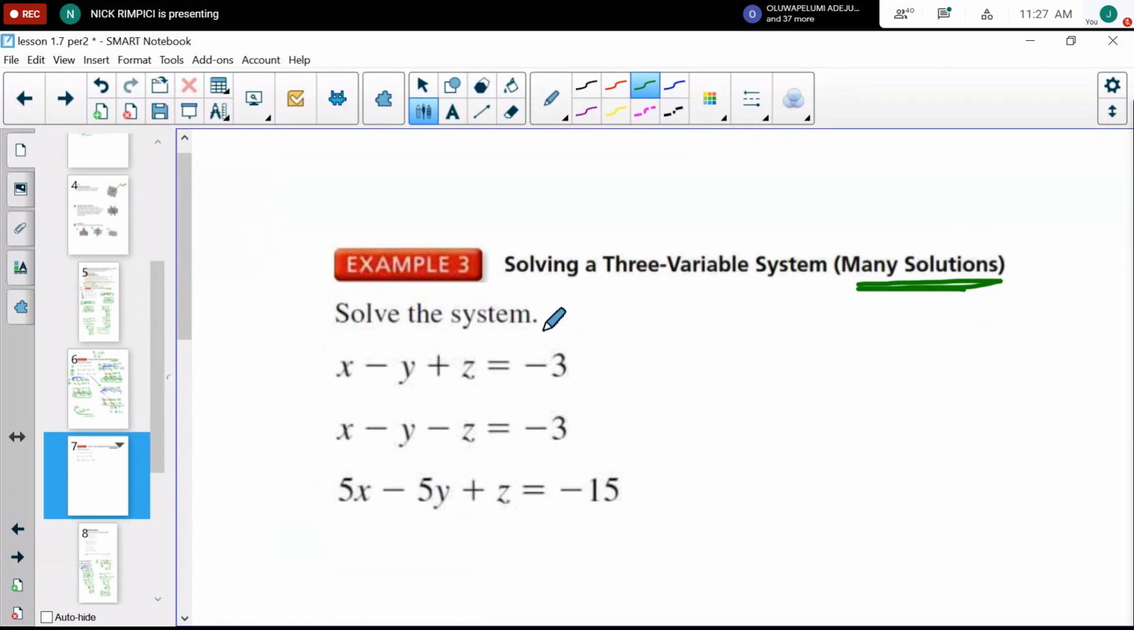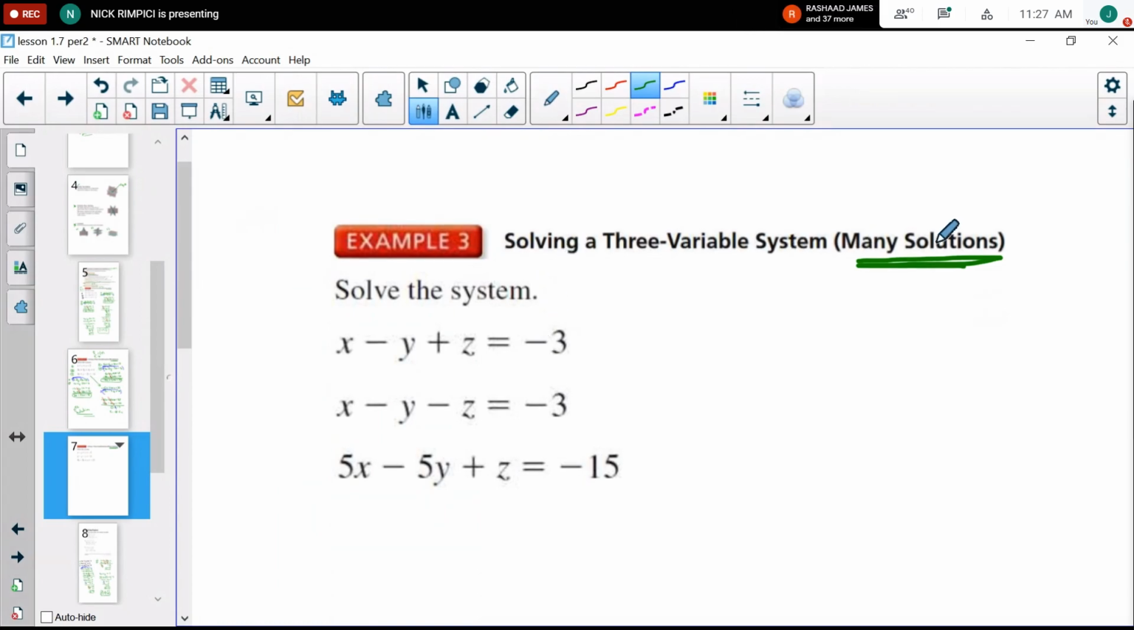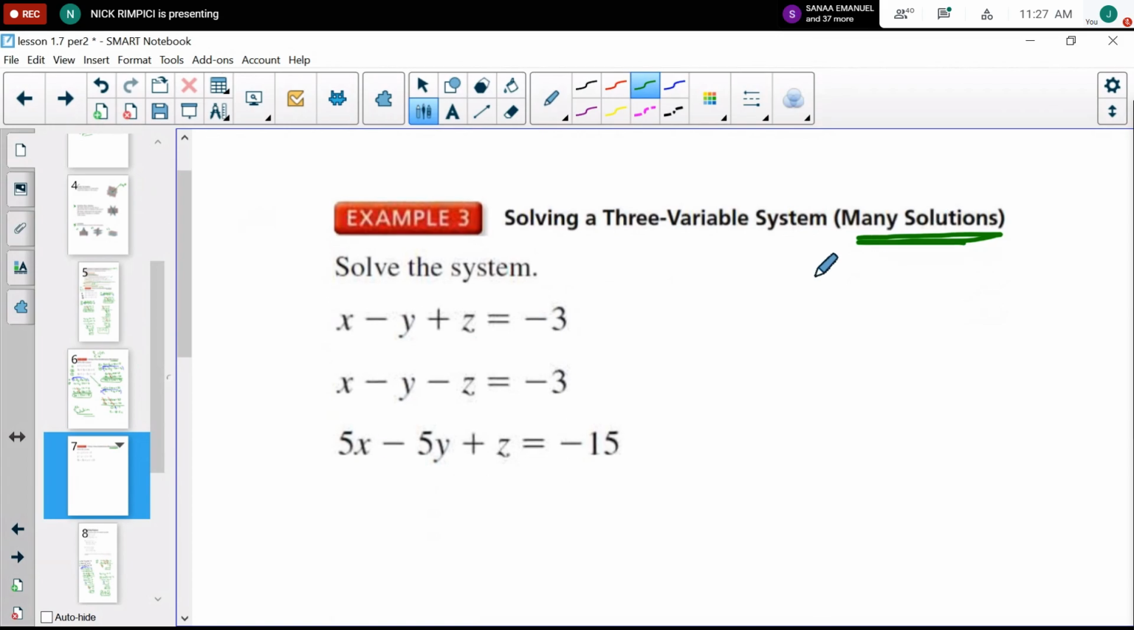Let's at least start 3. This one's gonna have many solutions, so it's gonna look weird at the end, but let's start it at least. I'm gonna do the same thing I always do. I'll use green to label equation 1, equation 2, and equation 3.